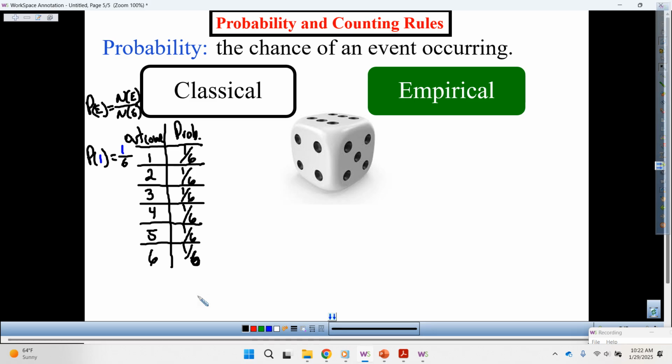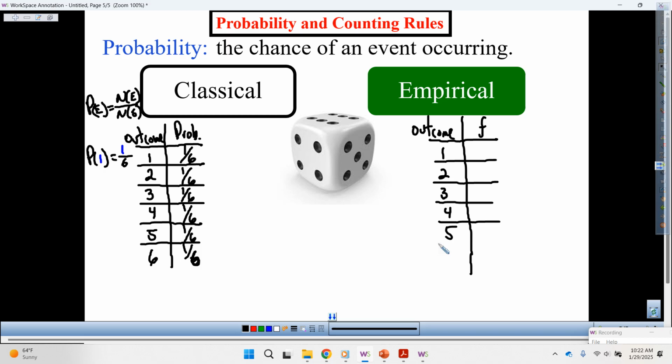For empirical, it's a little bit different. So let's start with a table. Here's our table. Draw a table. Hold your die, please. Outcome. However, write F on the right. 1, 2, 3, 4, 5, and 6.